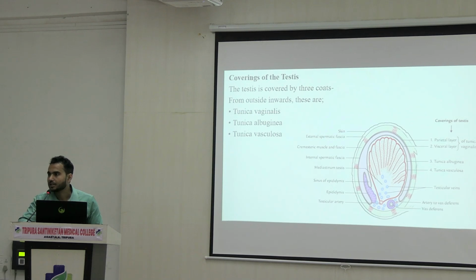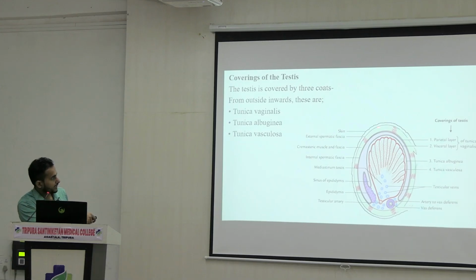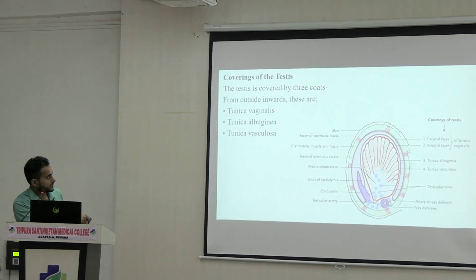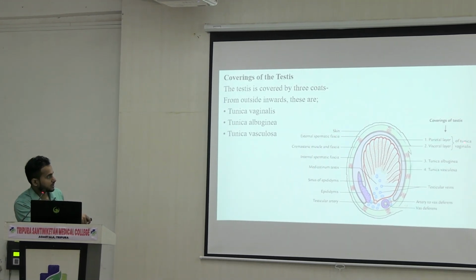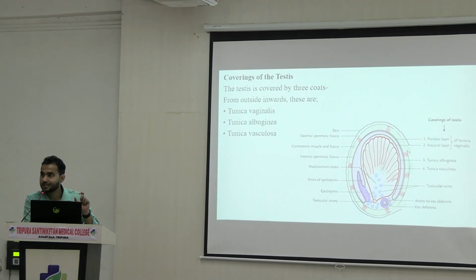These are the three layers of coverings as you can see in the diagram. Okay, so first if you focus on the diagram, here you can see the layers. The outermost is the tunica vaginalis. I am talking only about the testis.